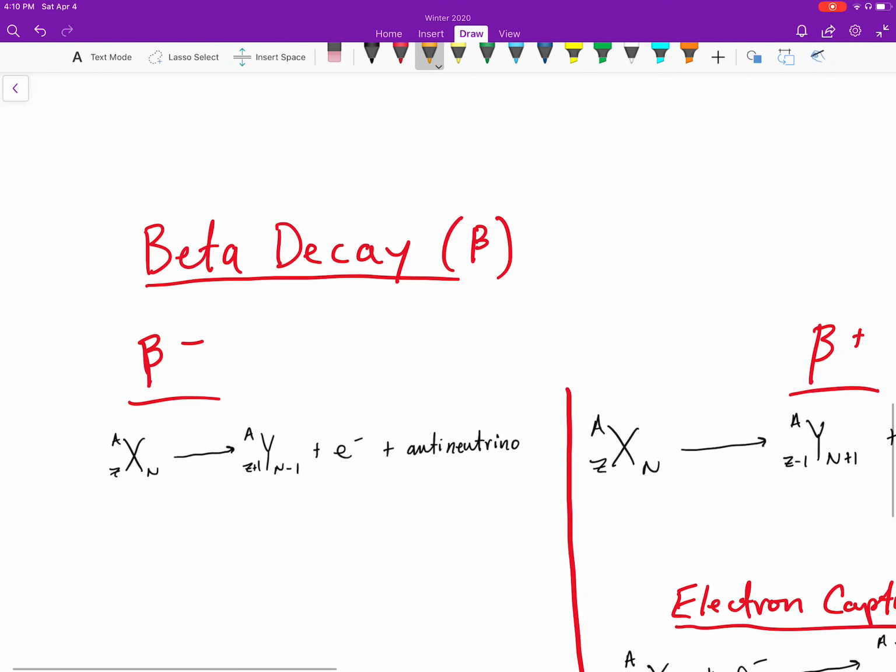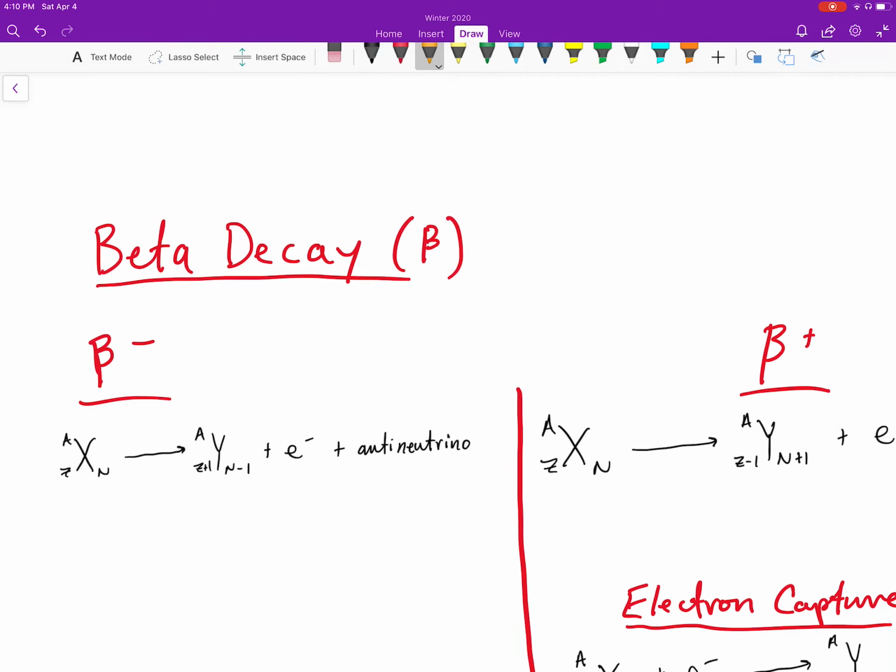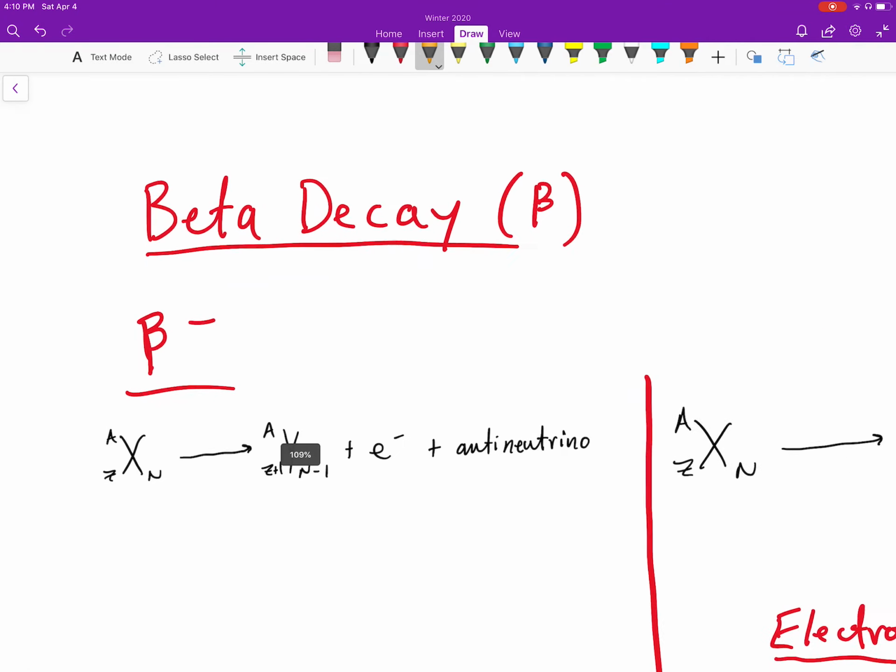We have two types of beta decay. We have beta minus and beta positive, or beta plus. So for beta minus, you have your original element, and a way to think about it at least is that a neutron changes to become a proton and an electron. And in that process, an antineutrino is released. Here you gain a proton, you lose a neutron, so the neutron changes to a proton and an electron, and then an antineutrino is released.